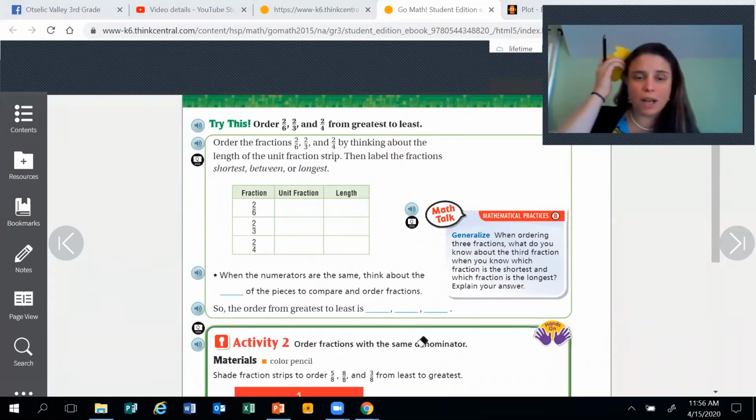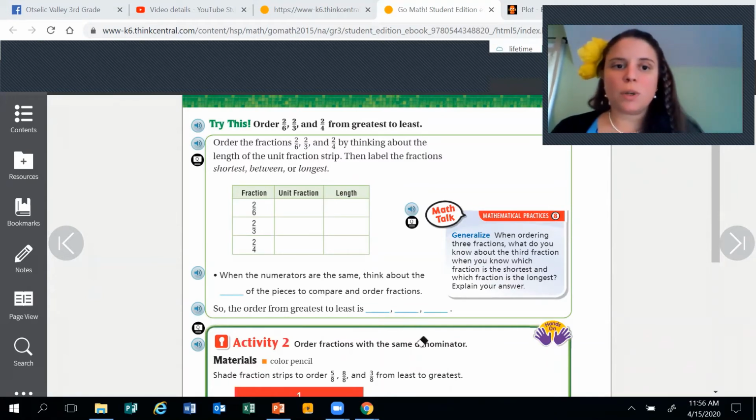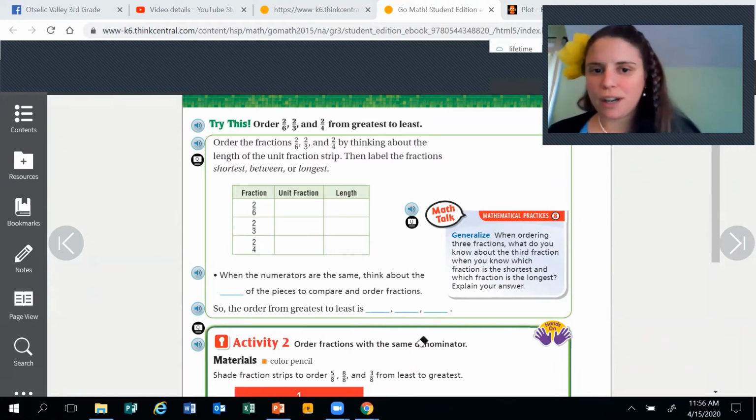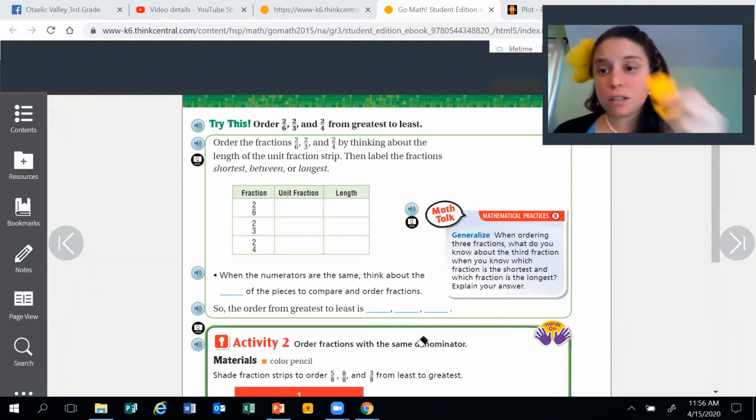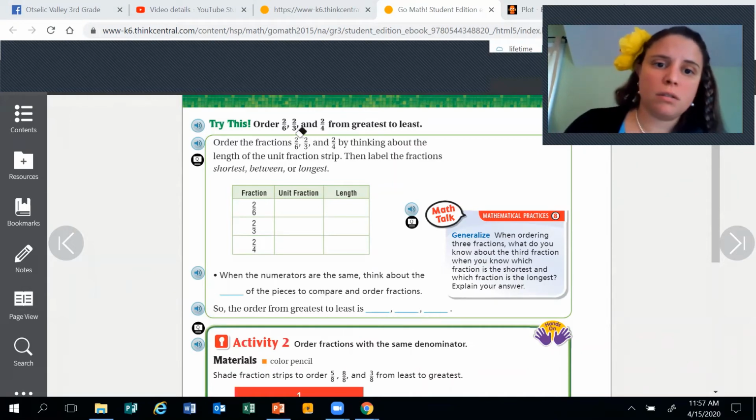All right, so let's move on. We're going to go ahead and try ordering another set of fractions, and still have your fraction strips handy because they're super helpful. So let's order the fractions.